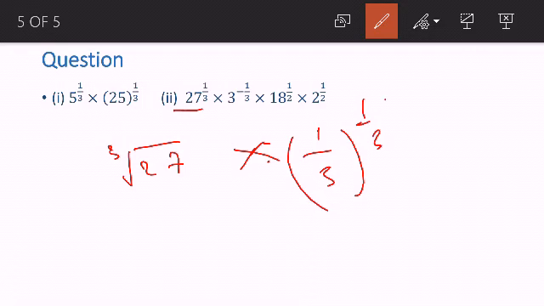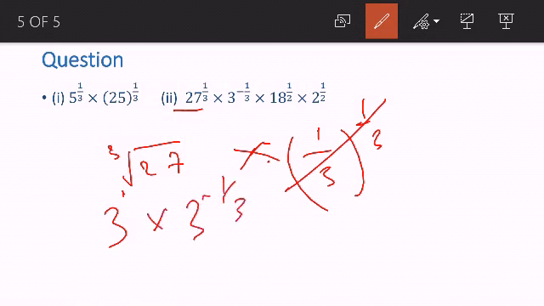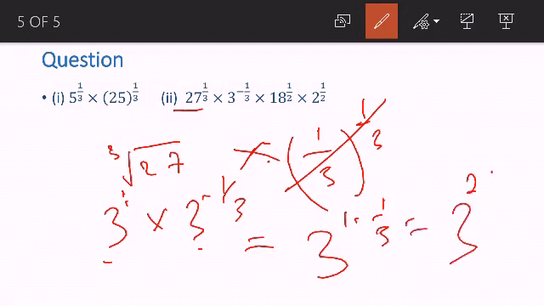Now cube root of 27, let's leave this. Cube root of 27 is 3. So we can say 3 times 3 raised to power minus 1 over 3. Now your 3 here means raised to power 1. And so that can be 3 raised to power 1 minus 1 over 3, since they both have common index, common base. So that means the final answer is 3 raised to power 2 over 3, because 1 minus 1 over 3 is 2 over 3. Now that's a mistake.